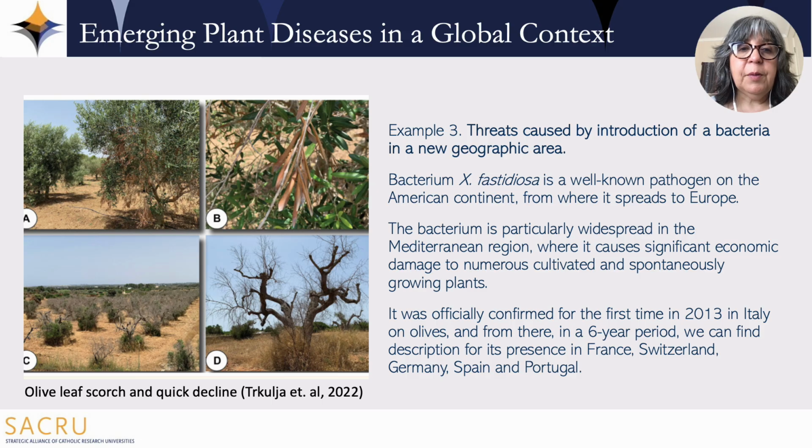The third example that I want to bring to you for emerging plant pathogens is the threat caused by the introduction of a bacteria in a new geographical area. The example that I have is the bacterium Xylella fastidiosa, which is a really well-known pathogen in the American continent, and from here it spreads to Europe. This bacterium in the Americas causes diseases on grapevines, citrus, and coffee.